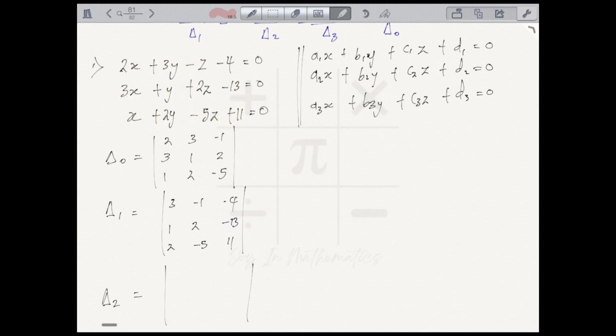So we have that, and say this is 2, minus 1, minus 4, okay, and 3, 2 and minus 13, and likewise we have 1, 2, and 11. Nope, this should be 1. We are striking out 5. We're striking out y, so it should be 1, minus 5 and 11.